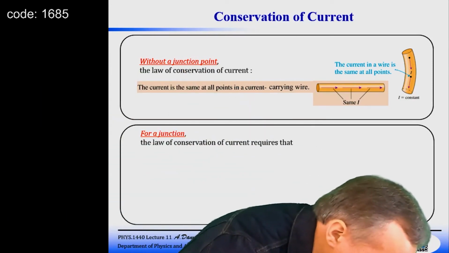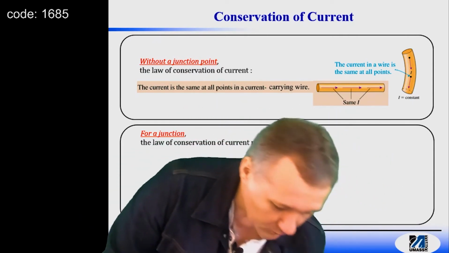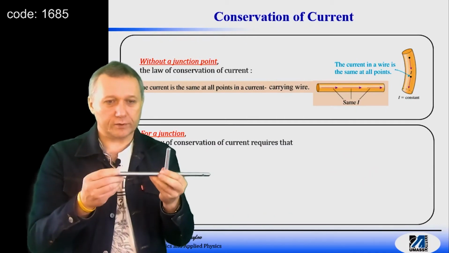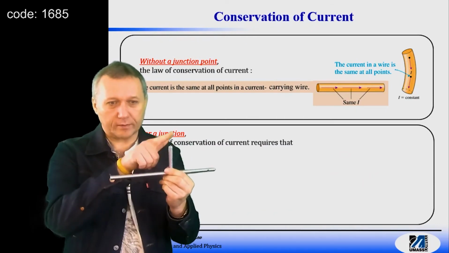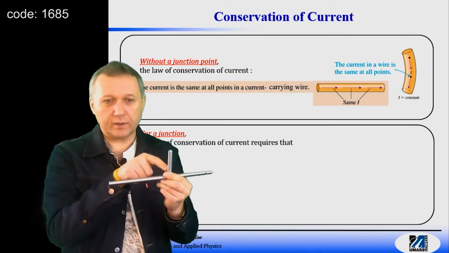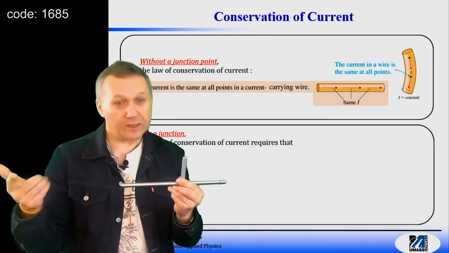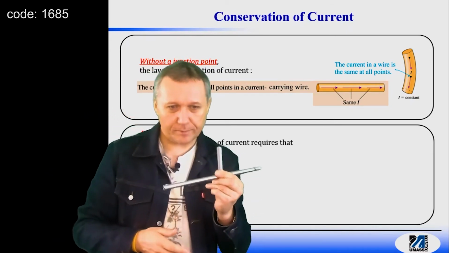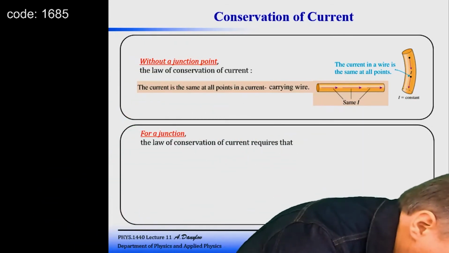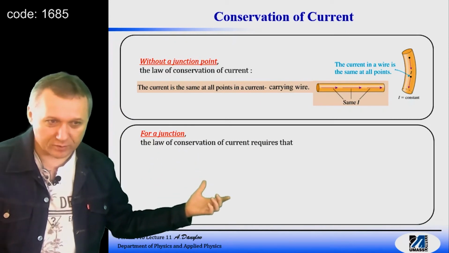But what if you do have a junction point? What is a junction point? If you have a wire, right, and over here somewhere you soldered another wire, this is a junction point, right? Because over here current can get split. So as a result, this is a junction point. Right? So what is the story if you have a junction point?